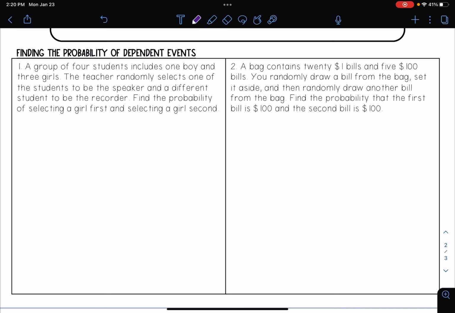Let's look back at one of those previous problems when we were trying to determine whether events were independent or not. That was number 1, which says a group of 4 students includes 1 boy and 3 girls. The teacher randomly selects one of the students to be the speaker and a different student to be the recorder. Find the probability of selecting a girl first and selecting a girl second. I'm going to label my events first. A is girl first and B is girl second.